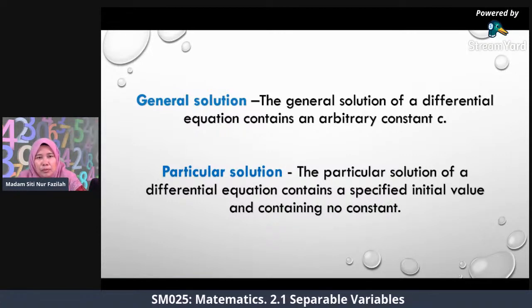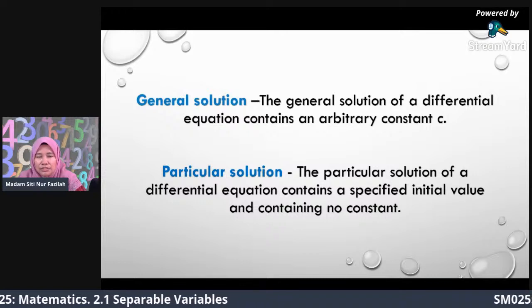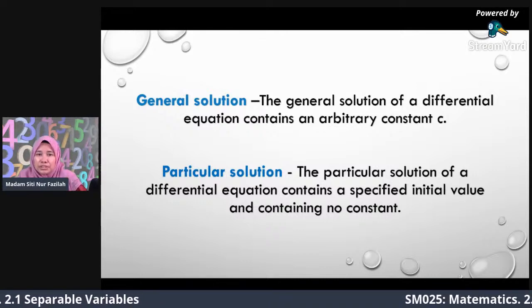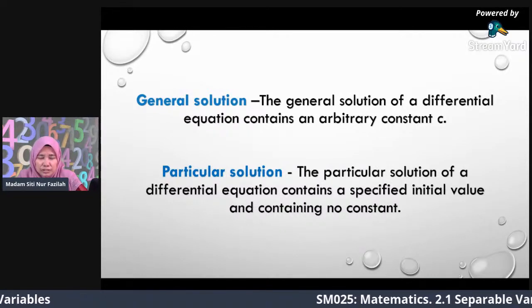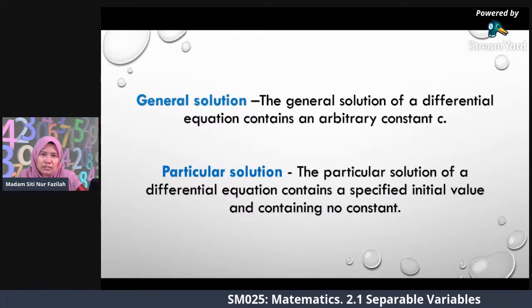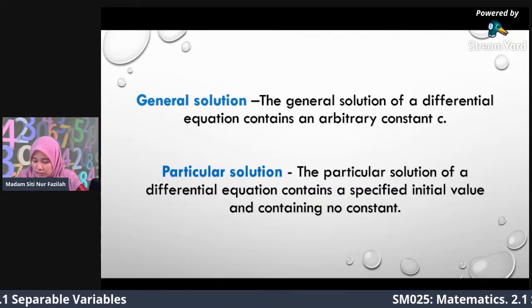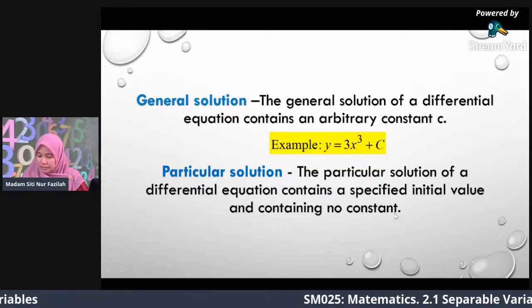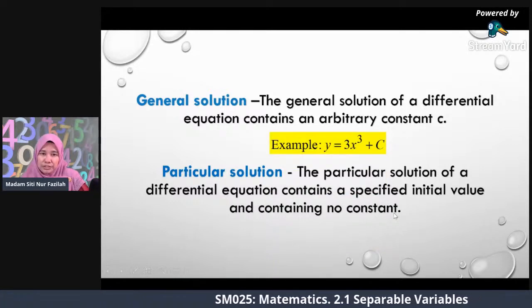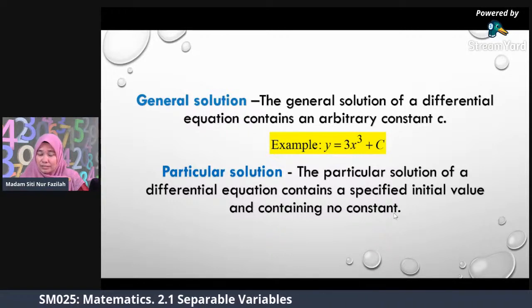We have two solutions here: general solution and particular solution. What is a general solution? The general solution of a differential equation contains an arbitrary constant C. For example, here we have y = 3x³ + C. The C is a constant C.